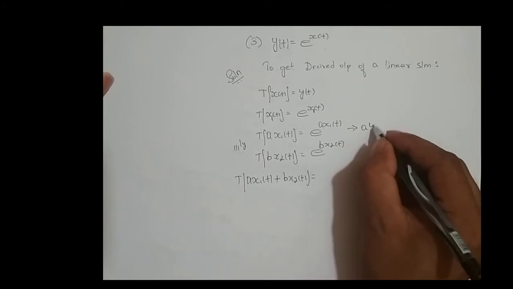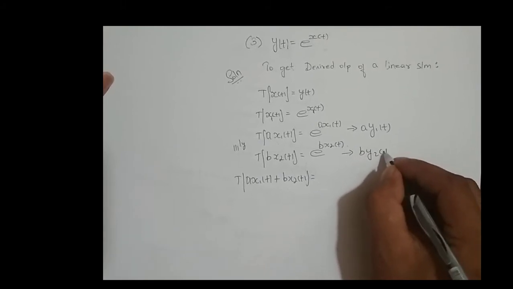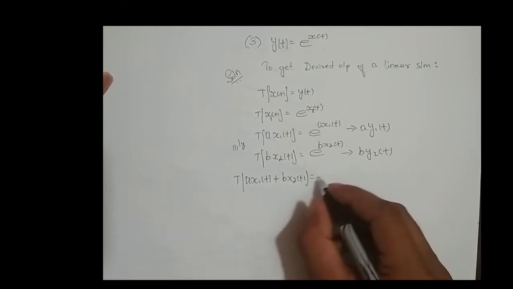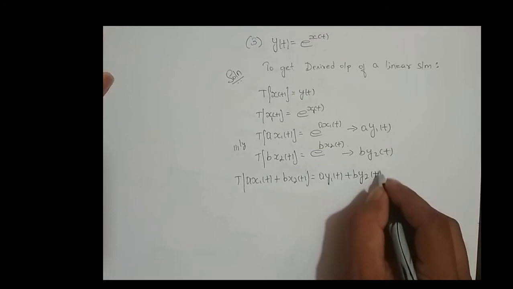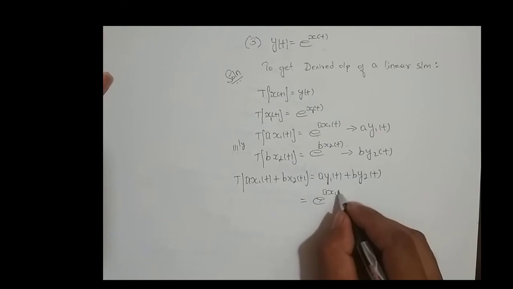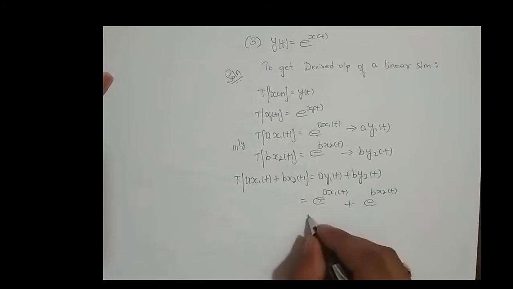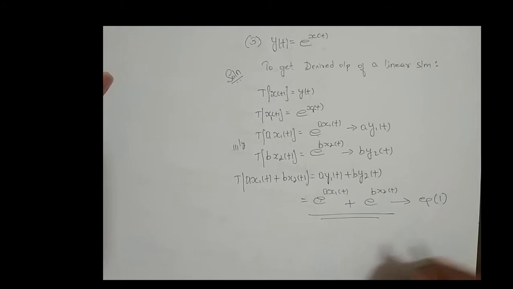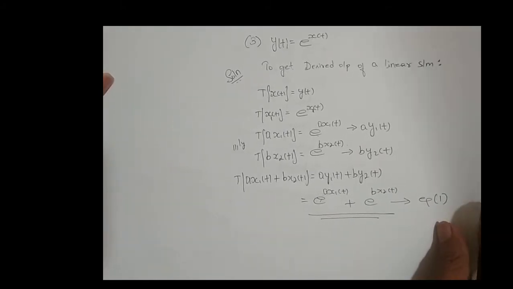A times y1 of t. For scaled input I get scaled output. This is b times y2 of t. Again for scaled input I get scaled output. And as per the linearity property, this is nothing but a times y1 of t plus b times y2 of t, and this is equal to, what is a times y1 of t? E power a x1 of t, plus b times y2 of t, which is e power b x2 of t. So this is the desired output of a linear system, which is equation 1.